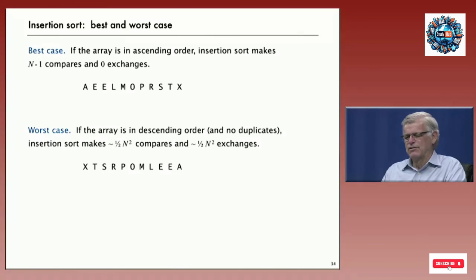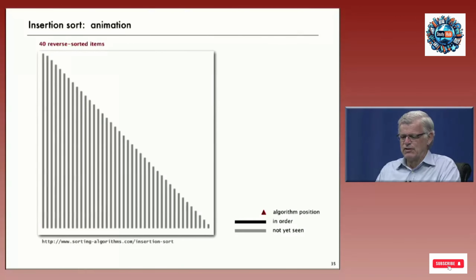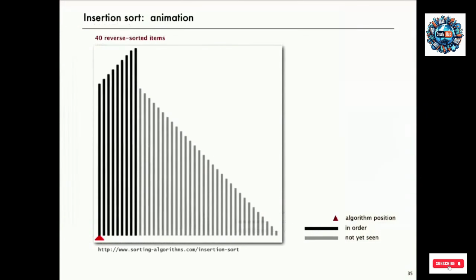So in the first case, it's much, much faster than selection sort, linear instead of quadratic. In the second case, it's slower than selection sort because it uses about the same number of compares, but it uses many more exchanges. So let's see that in the animation.